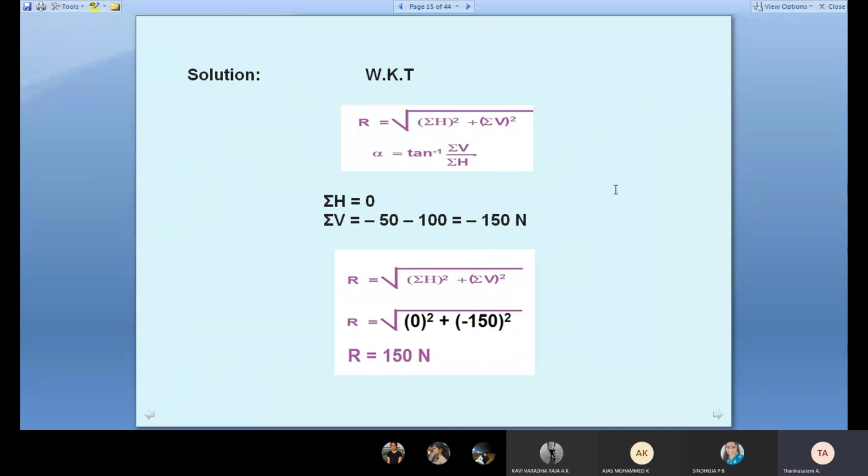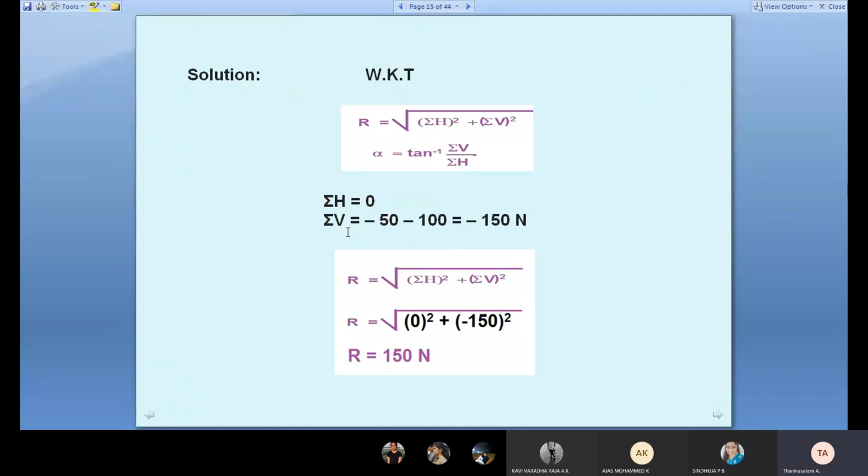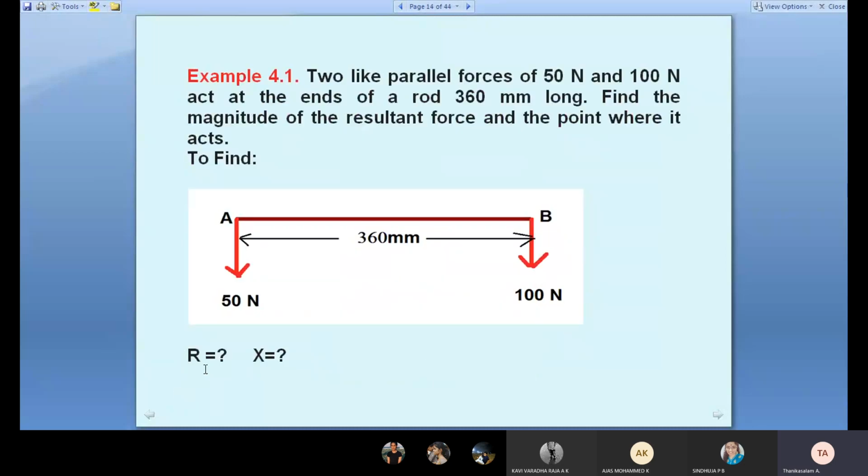Then summation of V, the vertical forces. The 50 Newton is vertically downward, the minus y direction, so minus 50. The 100 Newton is vertically downward, so minus 100. Minus 50 minus 100 gives minus 150 Newton. Applying these two values in our equation, we finally get the resultant equal to 150 Newton.